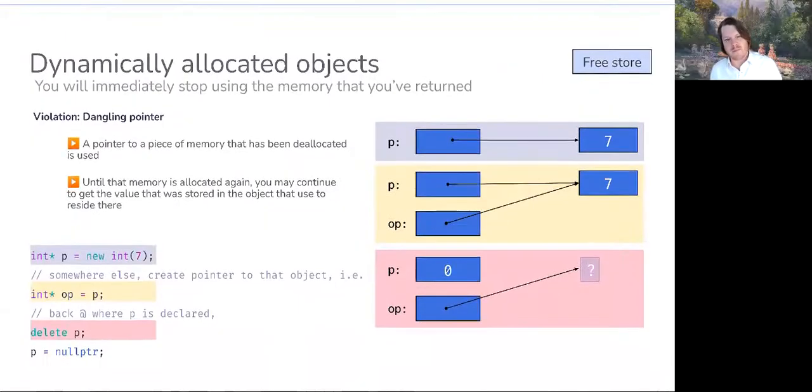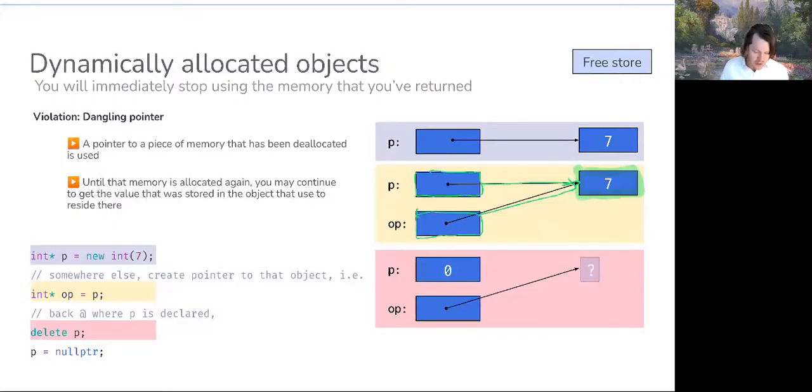So to show maybe a bit more of an example that might reflect better what you could encounter, let's set this up. P is a pointer to an integer object dynamically allocated on the free store. It's initialized with 7. Somewhere in your program, you create a pointer to that object. So you say OP is a pointer to an integer object, and it's initialized with the address of that stored in P. So at this point, both P and OP point to the same object, which means that we can interact with this object right here indirectly through either P or OP.